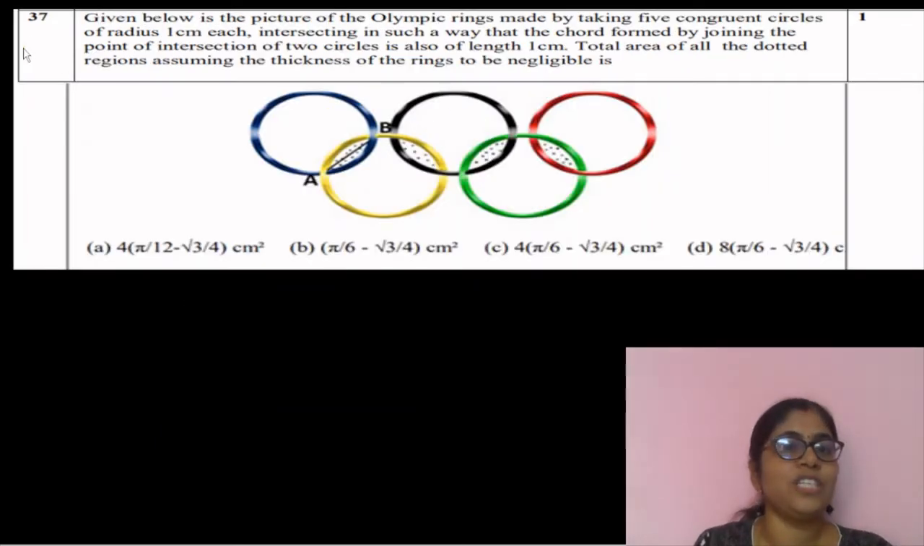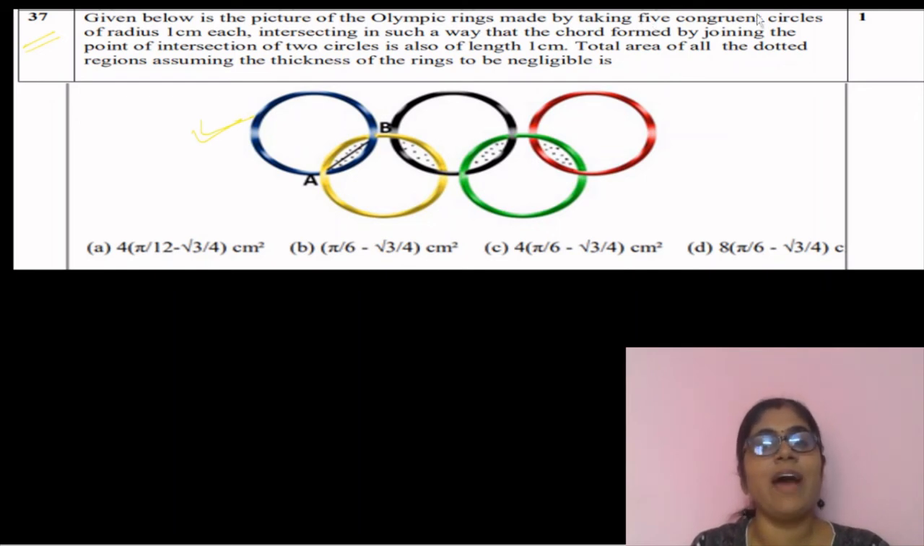Now let's move to question number 33. A figure is given, an Olympic ring made by taking 5 congruent circles of radius 1 centimeter each. So each radius is 1 centimeter, intersecting in such a way that the chord formed by joining the points of intersection of two circles is also of length 1 centimeter. That means this chord is also 1 centimeter, and if O is the center, this radius is 1 centimeter. So this is forming an equilateral triangle here.